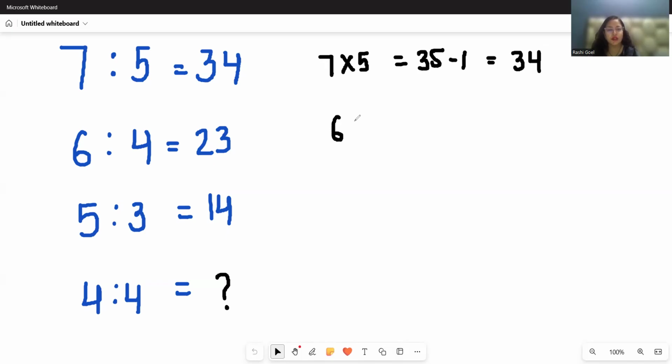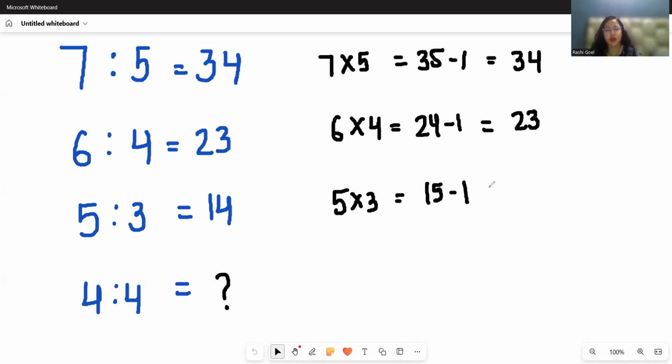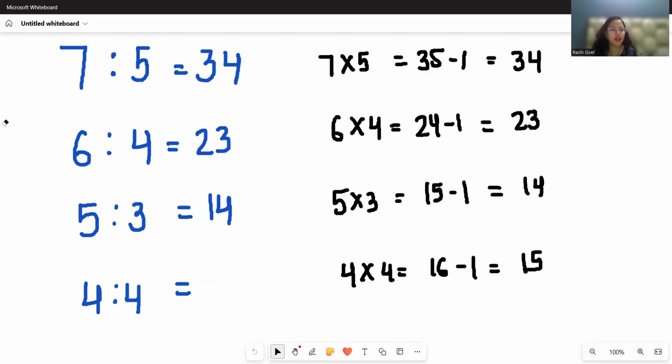6 ratio 4, write 6 times 4, which is 24, and subtract 1 from it. So we get 23. Now 5 times 3 is 15, and 15 minus 1 is 14. So what replaces the question mark here? First we have to do the multiplication, which gives 16, and 16 minus 1 is 15. So what replaces the question mark? 15. I hope it's clear and you find it useful.